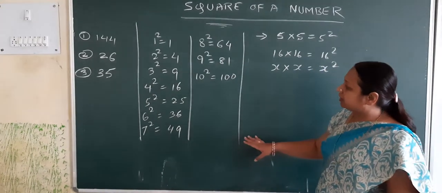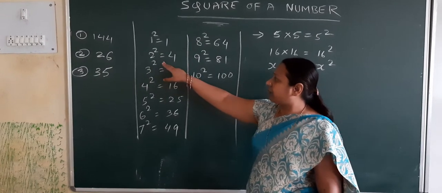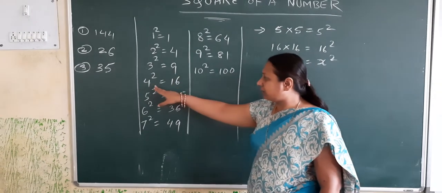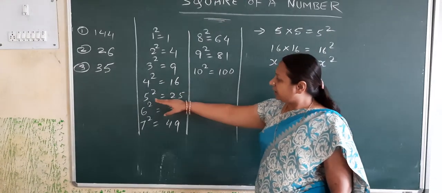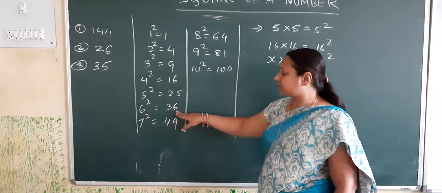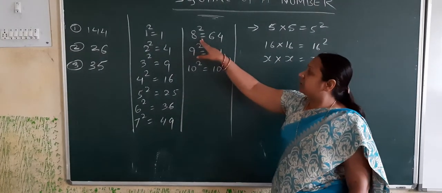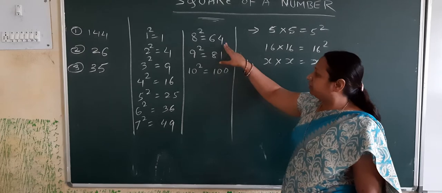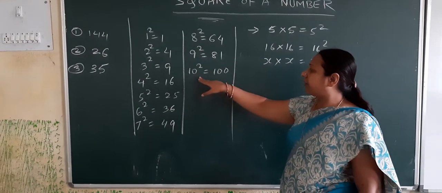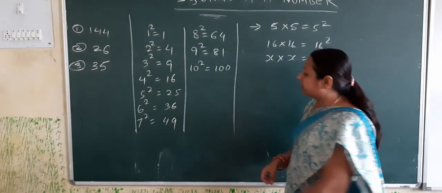Now let us see the square of some numbers. Square of 1, square of 2, 2 into 2, 4. Square of 3, 3 into 3, 9. Square of 4, 4 into 4, 16. Square of 5, 5 into 5, 25. Square of 6, 6 into 6, 36. Square of 7, 7 into 7, 49. Square of 8, 8 into 8, 64. Square of 9, 9 into 9, 81. And square of 10, 10 into 10, 100.